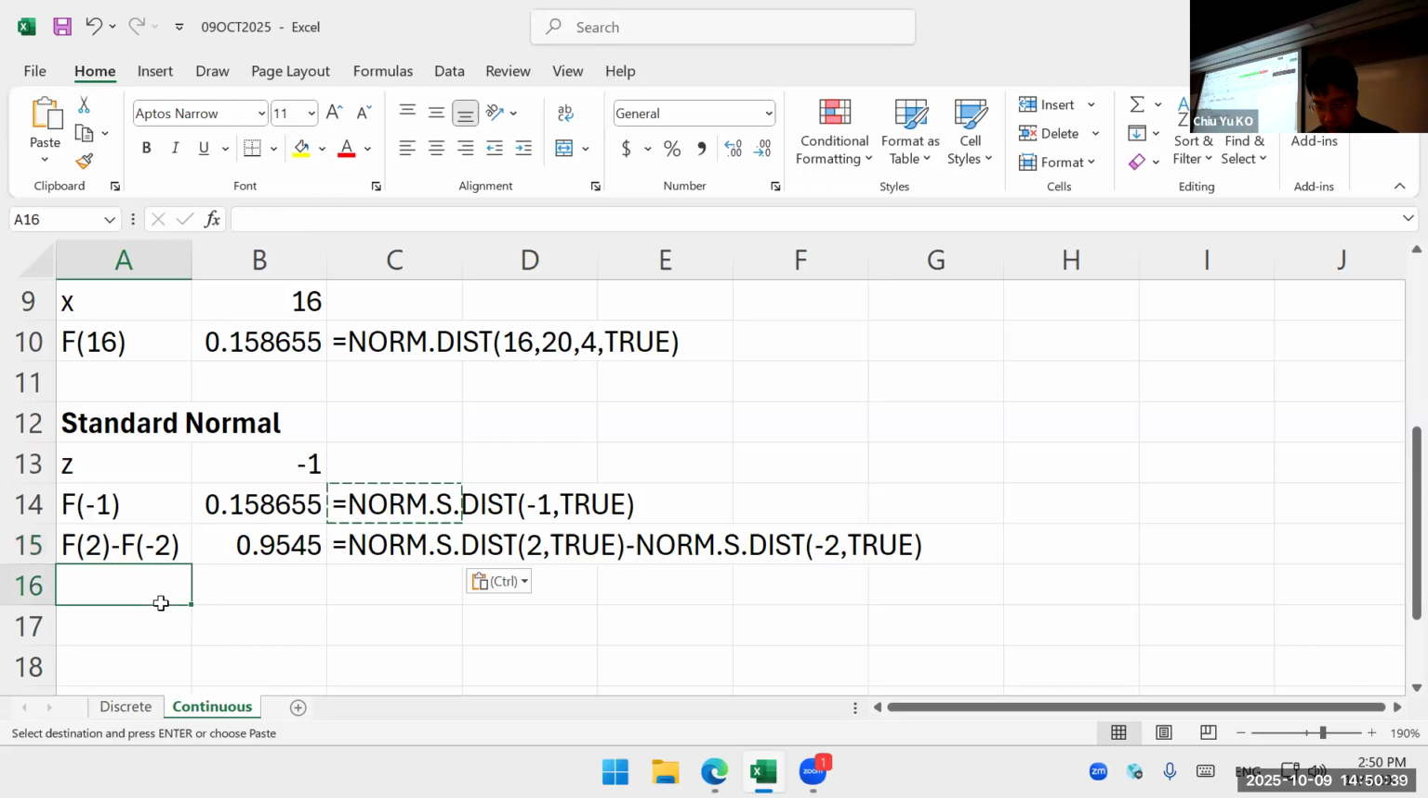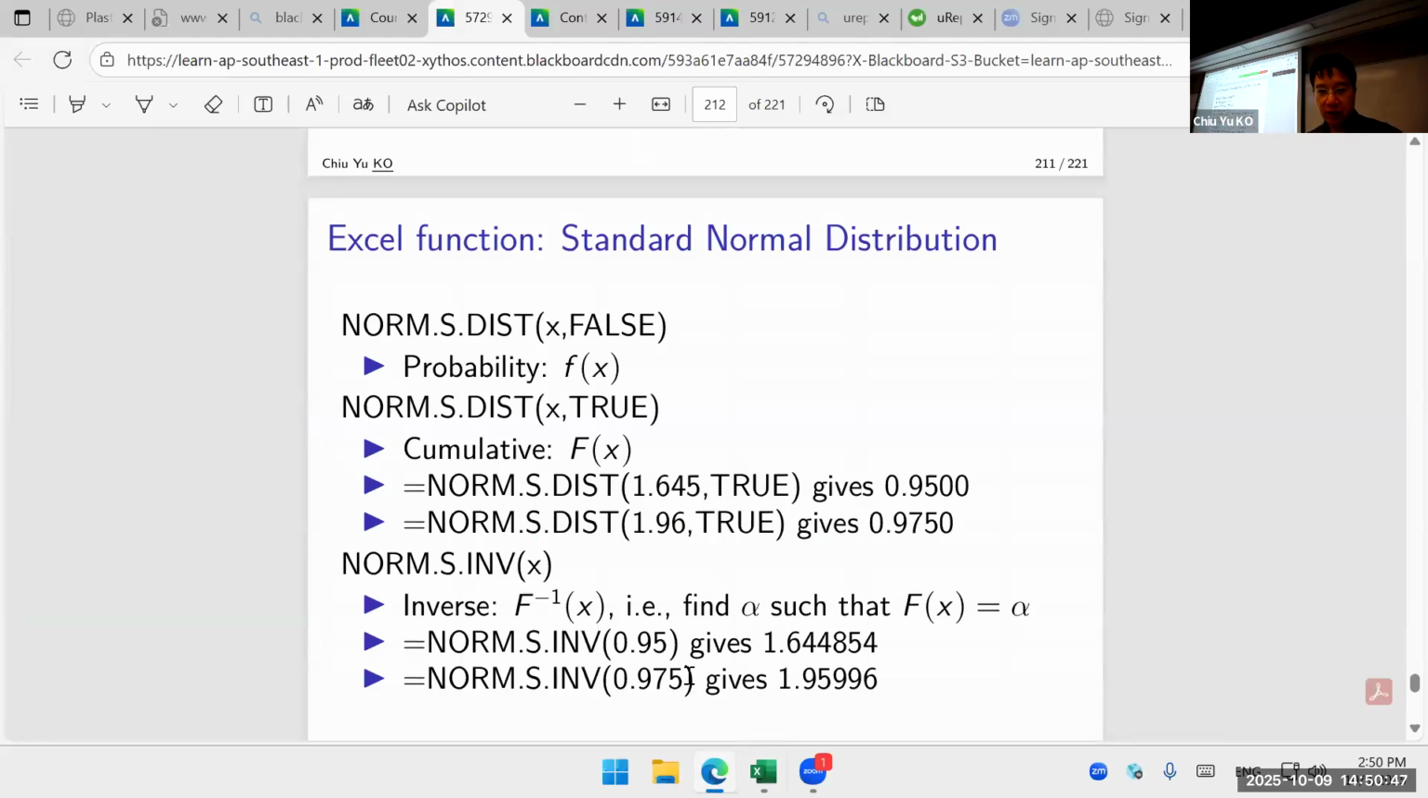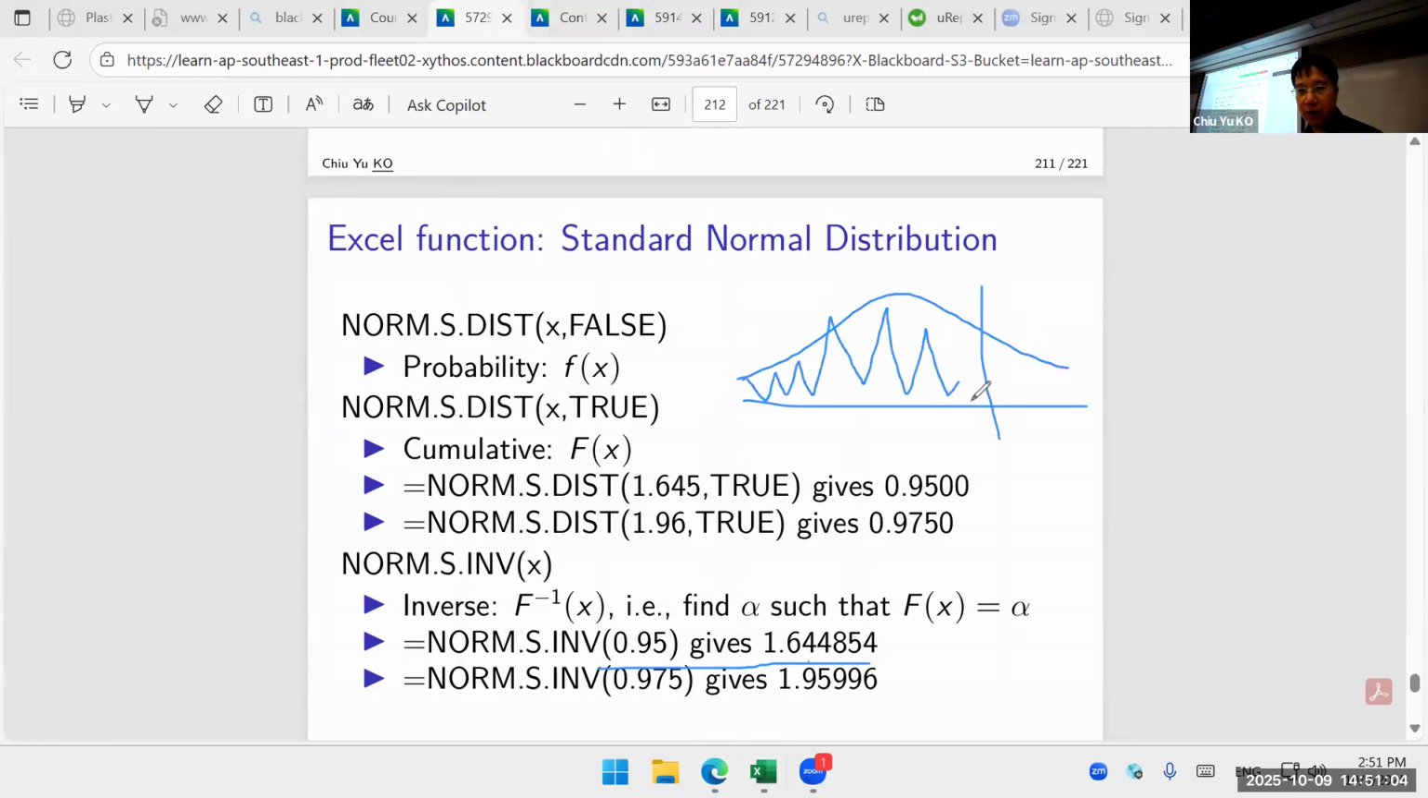And the next thing is you want the inverse, right? So this is the function. The last function we'll talk about is norm.s.inv. Okay. You put 0.95, it's 1.64, right? Remember what it is. This is saying that I have a distribution here, the area up until a point is 0.95. What is this number? That is F inverse, norm.s.inv of 0.95, which is 1.644.